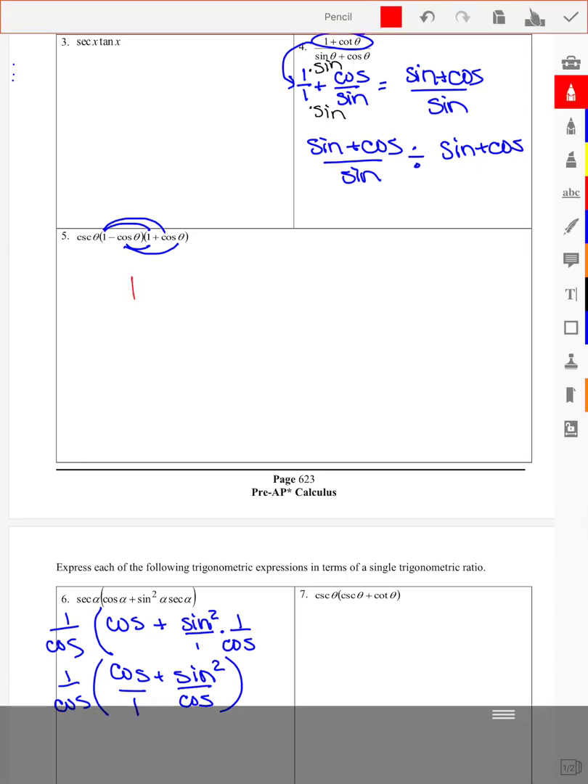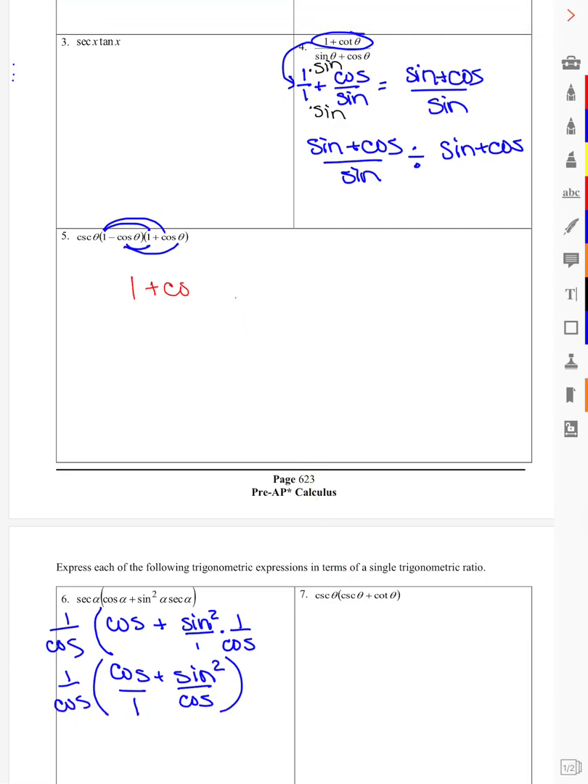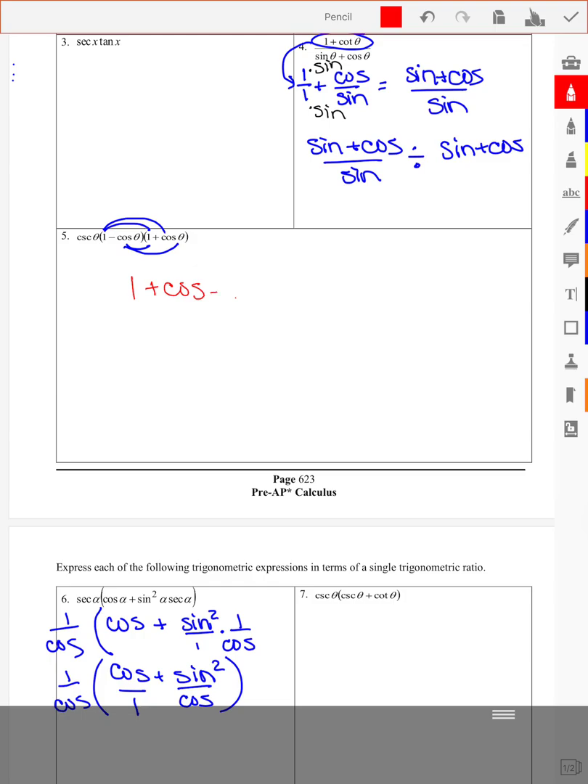So 1 times 1, 1 times cosine theta, and then the inside negative cosine times 1, so minus cosine theta, and then negative times positive, so minus, and then cosine times cosine is going to be cosine squared. And then when the plus cosine and minus cosine cancel out, you've got cosecant, which is 1 over sine, times 1 minus cosine squared.